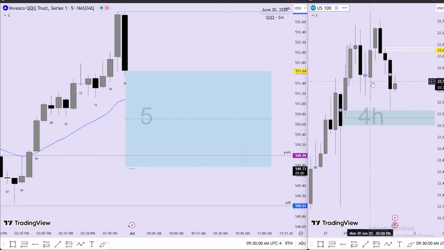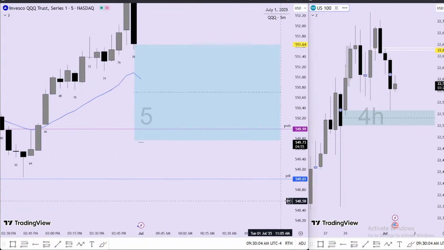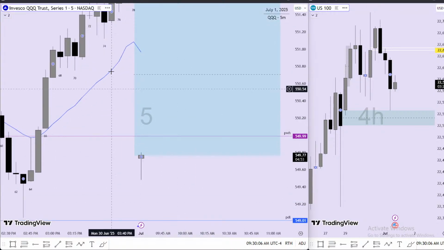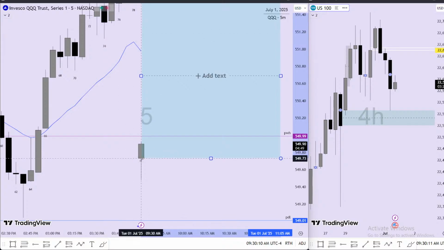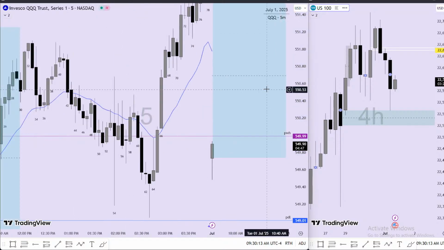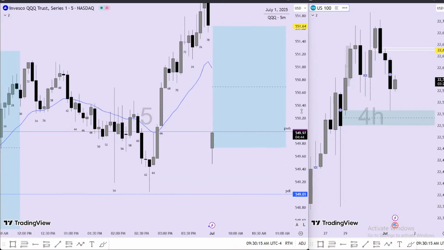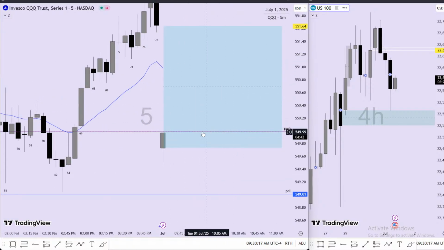The 4 hours, it's bearish. Market is open. We're opening below the previous week's high.